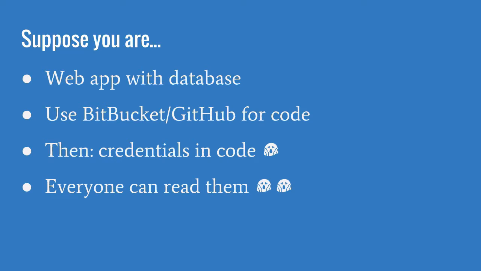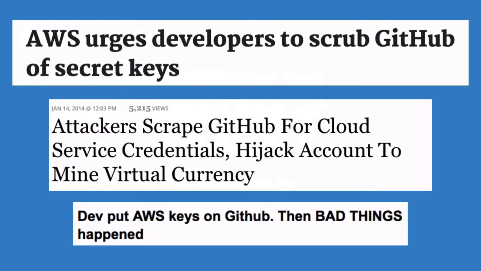Well, suppose that you are the developer of a web application that uses a database to store information. Also suppose that you use a service like GitHub or BitBucket to store your source code. Well, that would mean that your database credentials are hard-coded in your code. That also means that everyone with access to the source code can see your credentials. Not really secure. In fact, this is a very big security issue.